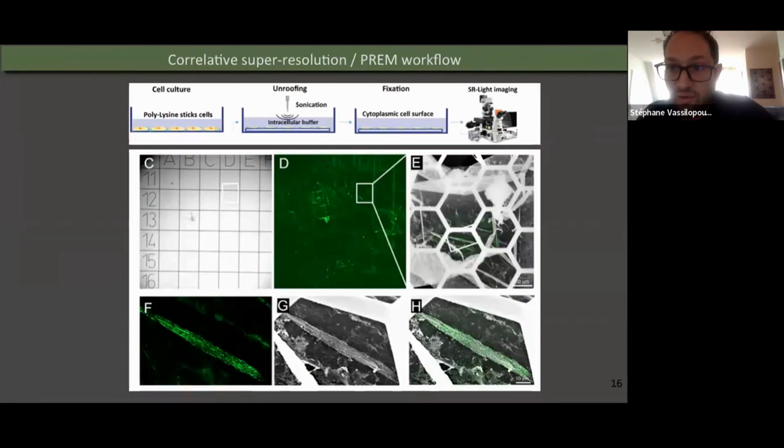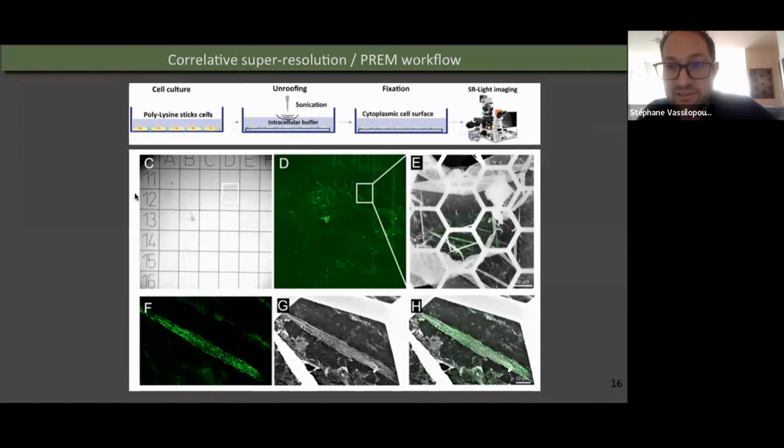So to prove it, we decided we were going to use correlative EM, and we would try to overlay the fluorescence with the electron microscopy signal. In this case, we cultured cells and unroofed them with a sonicator, but before producing the replicas, we labeled them with antibodies, or we looked at them by super resolution light microscopy. And when we do this, we use these glass coverslips, which have all these alphanumerical graduations on them.